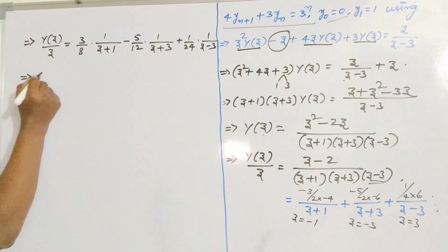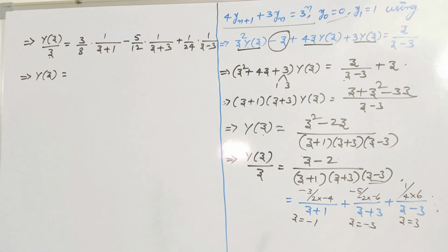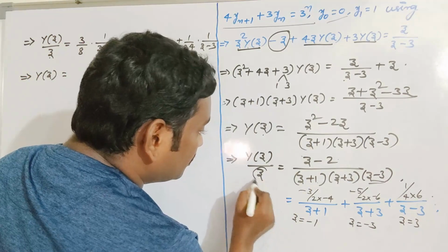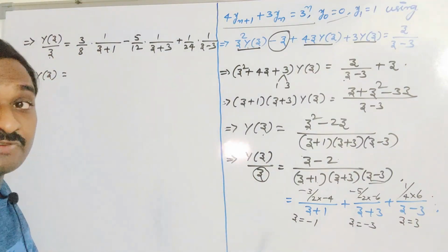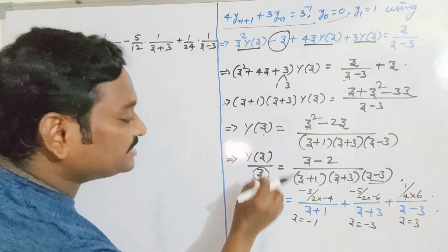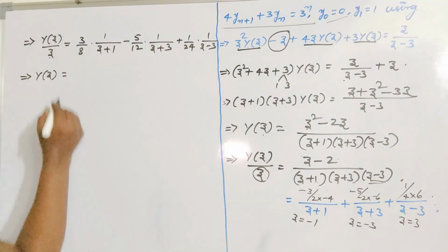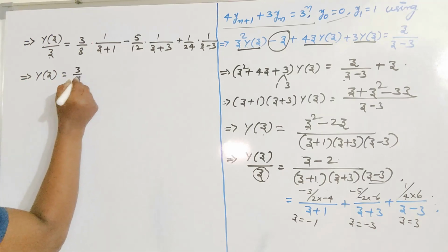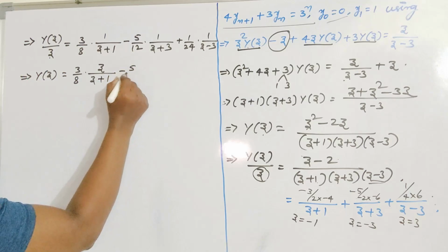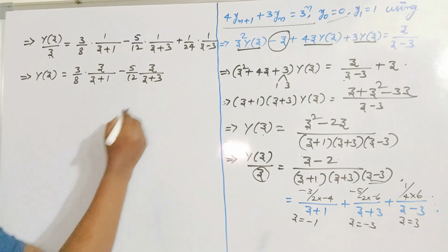So we need the y of z. So take this z to the numerator. If you do not take the z here, you can't get the formula for inverse z transform. So in the concept of inverse z transform, you should keep z in the denominator of the left hand side. Don't forget it. Okay. So 3 by 8 into z by z plus 1 minus 5 by 12 into z by z plus 3.